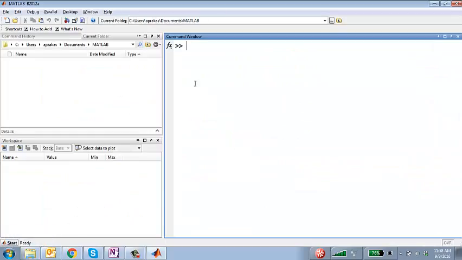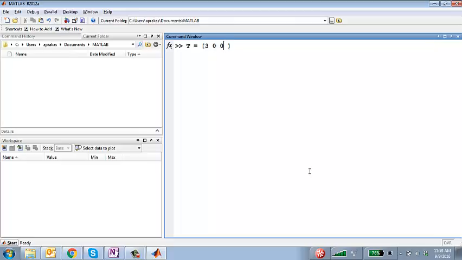So this right here is the command window where you enter any command, just like you would do in your calculator. So what I'll do is I'll create a matrix first. And the way to do that is to say that T is a matrix. Any matrix is defined by having these square brackets. So in our case, the matrix is 3, 0, 0.